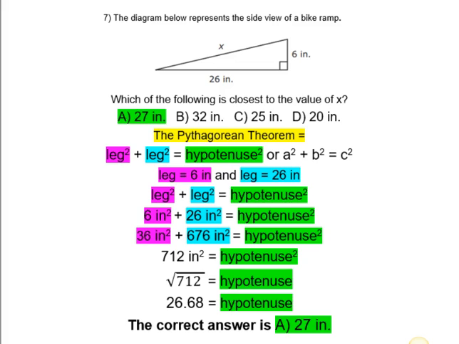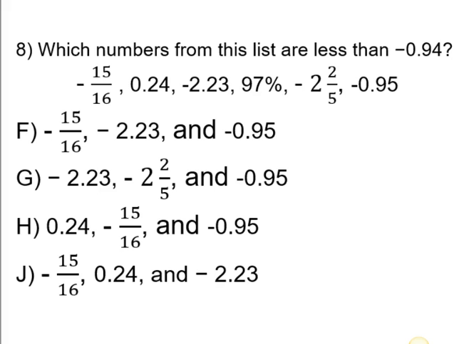Let's move to question number 8. Which numbers from this list are less than negative 0.94? Okay, which numbers from this list are less than negative 0.94? Negative 15/16, 0.24, negative 2.23, 97%, negative 2 2/5, negative 0.95.